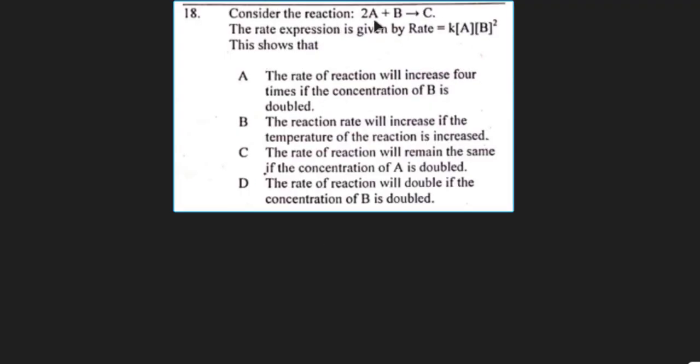Question number 18. Consider the reaction 2A plus B equals C. The rate expression is given by that. The rate equation is given by that. This shows that. So what do we see? They say the rate of reaction will increase 4 times if the concentration of B is doubled. We see that B is second order because the power of B is 2. The power of the concentration of A is 1 from here. So the rate of reaction will increase 4 times if the concentration of B is doubled. This is already showing the answer. A is a true statement.